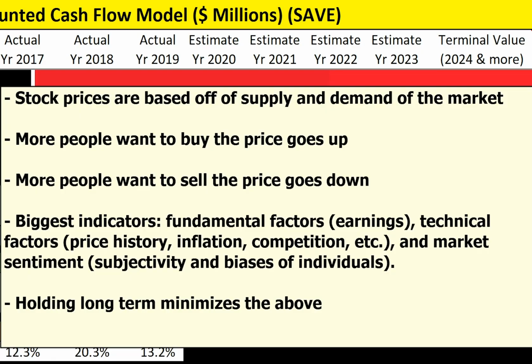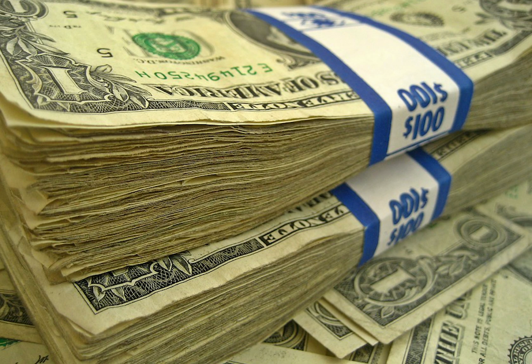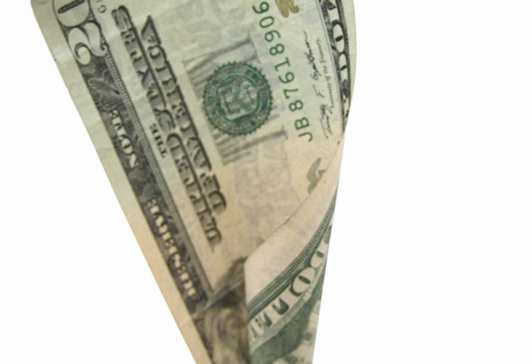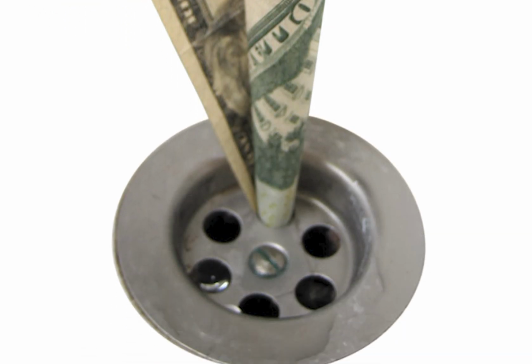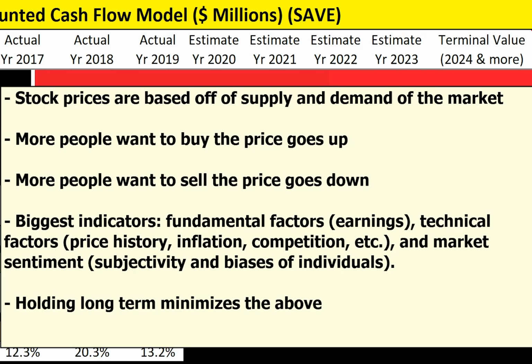And also, I think it's important, people need to understand that stock prices are based off of the supply and demand of the market. It's not really based off of how a company's doing. So companies can be doing really well financially, and their stock prices can go down, or companies can be doing really poorly financially, and their stock prices go up. So it's just really about how the market perceives the stock. And the three indicators are fundamental factors, which is what we looked at, and that's what I base my investing decisions on: the earnings, net income, revenue, all those things.